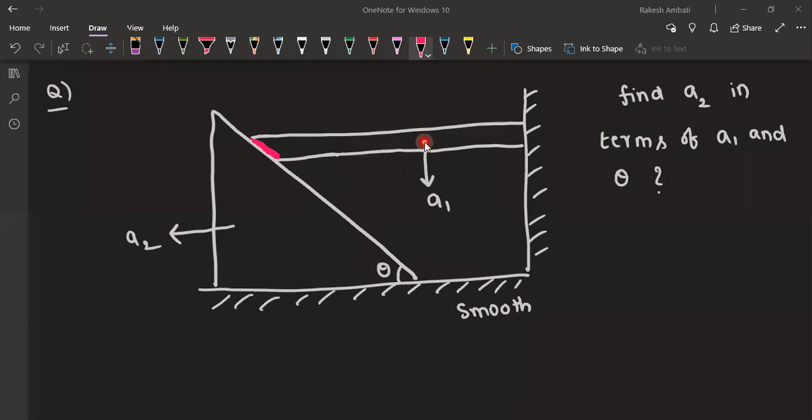So here, as the rod is moving downwards with acceleration a1, this triangular wedge will move leftwards with acceleration a2. So we have to find a2 in terms of a1 and theta. It is the contact surface. To this contact surface, you draw the normal. Now in this normal direction, what accelerations are present? Equate those accelerations, and you try this question as a homework.